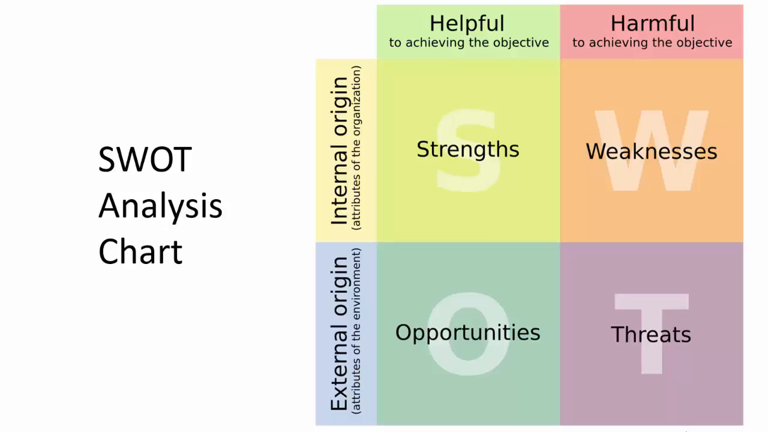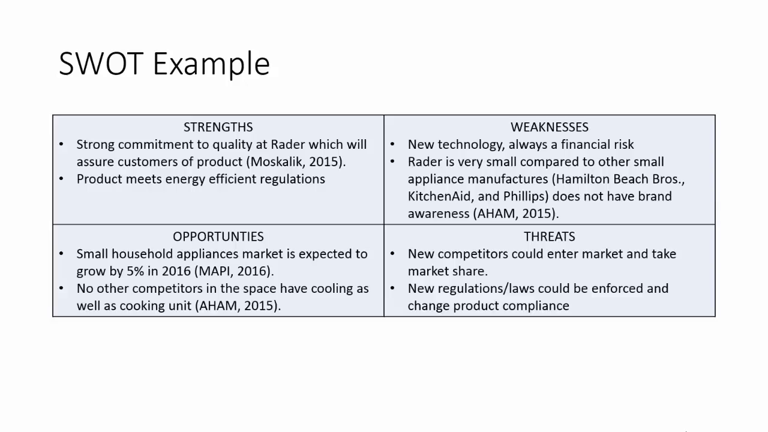So to give you guys an example of this, here's a SWOT analysis for my Wait and Eat slow cooker. Your SWOT analysis will be very similar to this. You'll have the 4 quadrants with strengths, weaknesses, opportunities, and threats, 2 bullets in each area. And to walk through the kinds of things that are in these bullets, the strengths for my product are a strong commitment to quality at Rater, which will assure customers of the product.